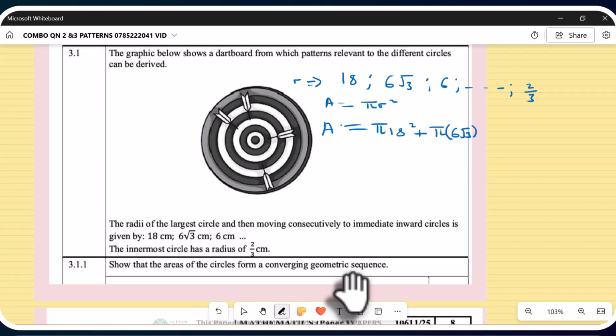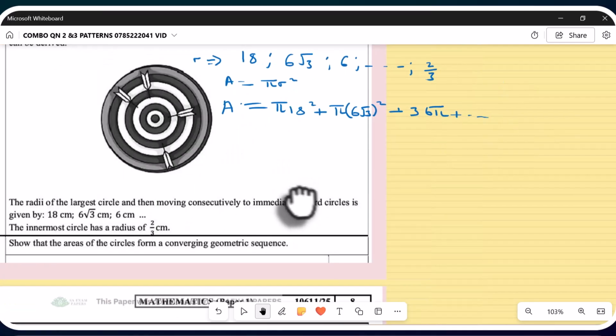Because the common ratio is 1 over 3, for the geometric series to converge, we know that the common ratio lies between -1 and 1. Therefore it is going to converge. So the series converges because our common ratio, as you can see here, lies between -1 and 1. Let us proceed next.